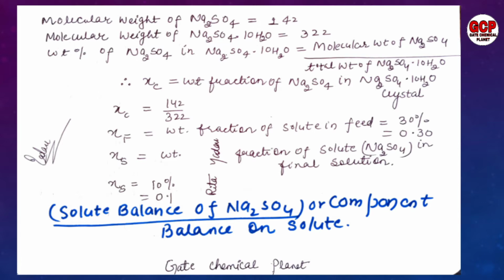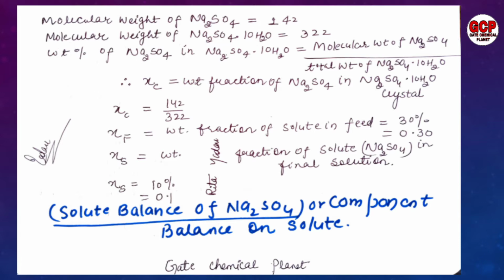Sometimes in many GATE questions, the molecular weights of the salts are not given. So for your convenience in the exam, it is important to learn some values. The molecular weight of the crystal formed is equal to 322. You can easily find the molecular weights if you remember the values for sodium, sulfur and so on. The weight percent of Na2SO4 in Na2SO4·10H2O crystal is equal to the molecular weight of Na2SO4 divided by the total weight of Na2SO4·10H2O.